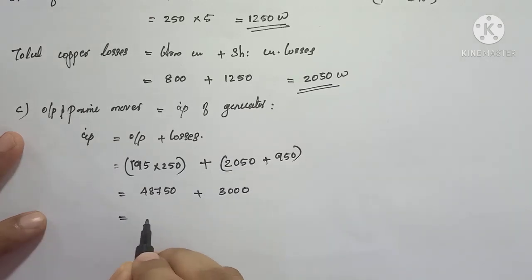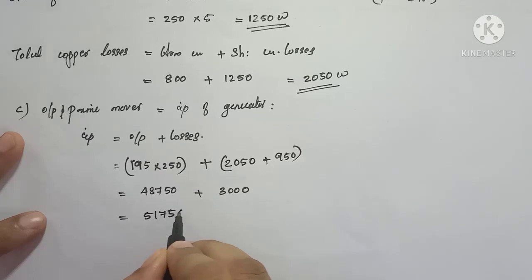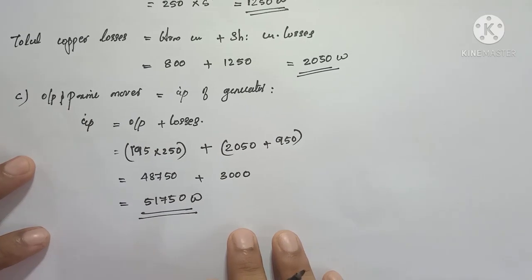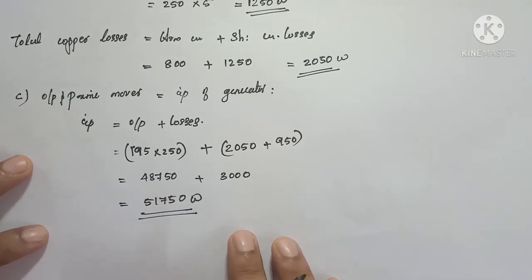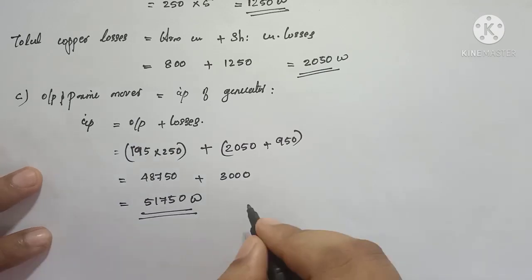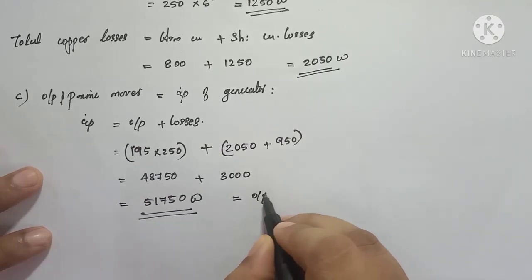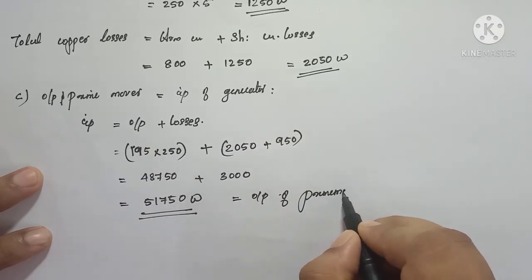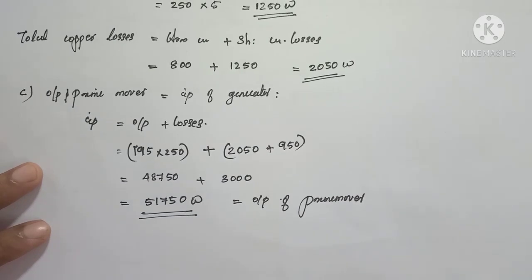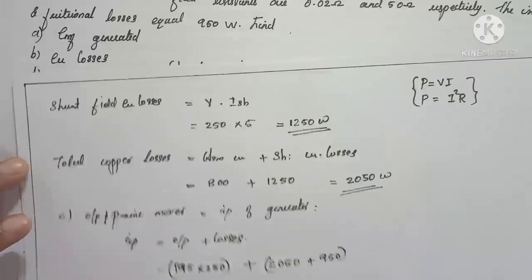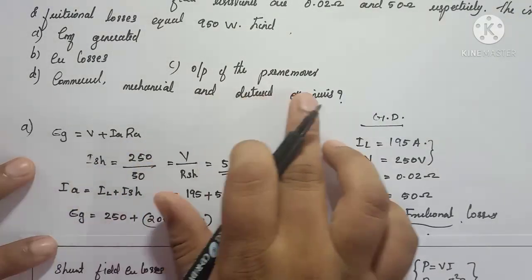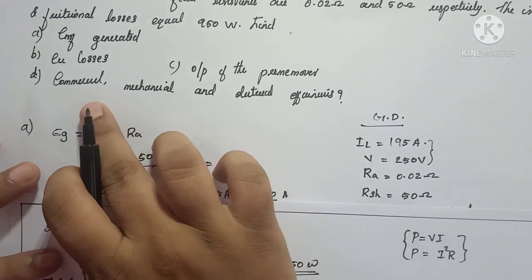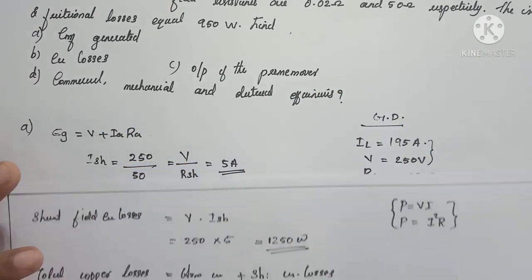So the total input is, this is the total input. So this is the output of the prime mover. Okay, so we completed the third part also, that is, output of the prime mover. And the last part is we need to calculate the commercial, mechanical and electrical efficiencies.